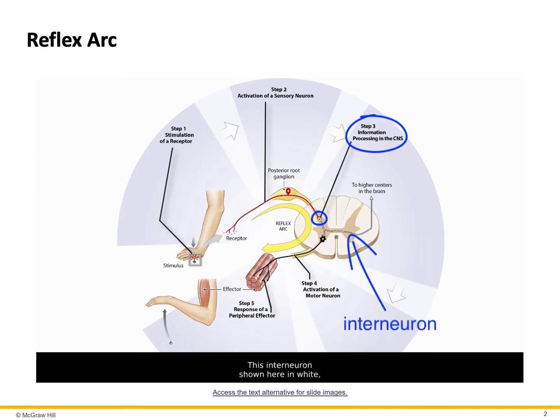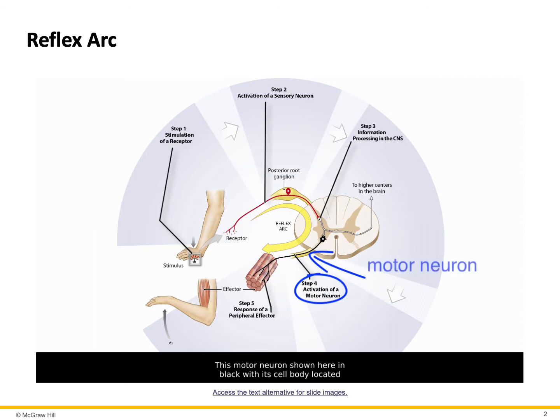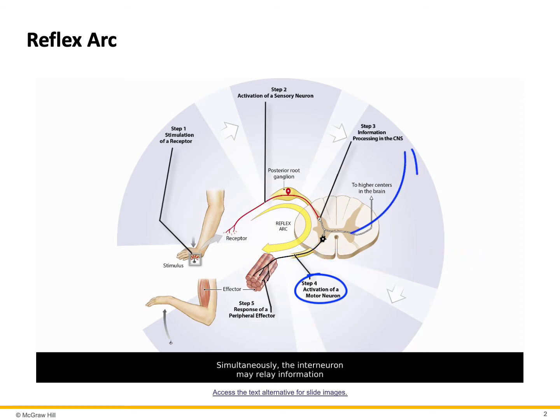This interneuron, shown here in white, integrates this information from the sensory neuron with other arriving stimuli and initiates step 4, the activation of a motor neuron. This motor neuron, shown here in black with its cell body located in the anterior horn of the spinal cord, sends action potentials to the periphery via the anterior root of the spinal nerve. Simultaneously, the interneuron may relay information such as pain to higher brain centers via axon collaterals.